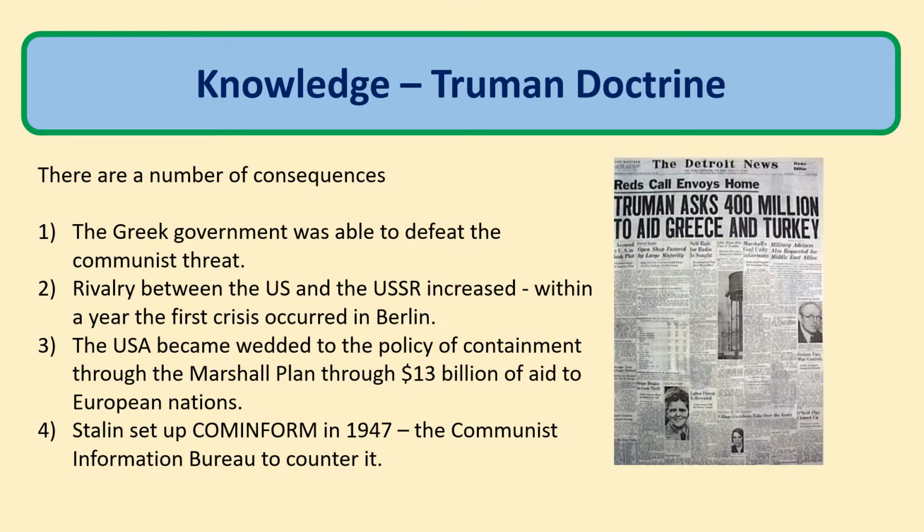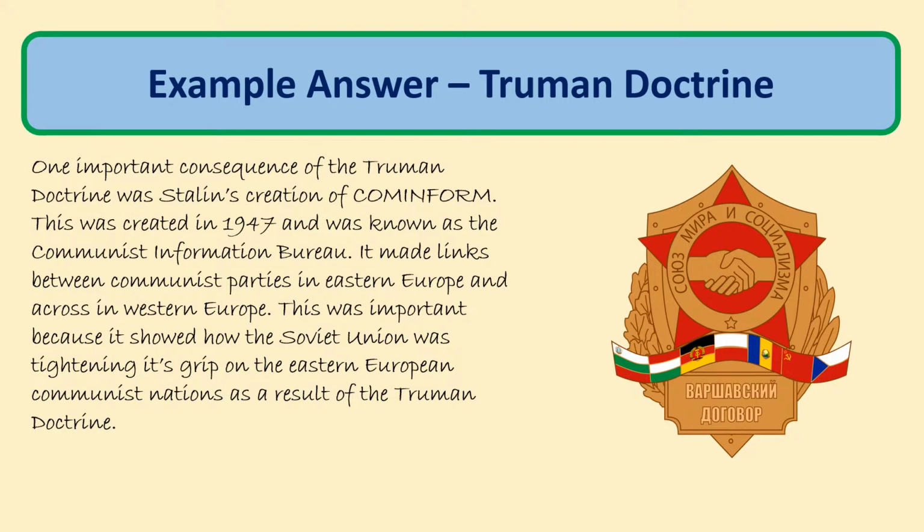And the final consequence really you could talk about is Cominform, and that's the Communist Information Bureau, where Stalin sets it up in 1947, and the focus there was for the Communist Party in the Soviet Union to strengthen its links with the communist parties in Eastern Europe and also in Western Europe, and it was to maintain that grip and control. So with regards to that, let's have a look at an example answer.